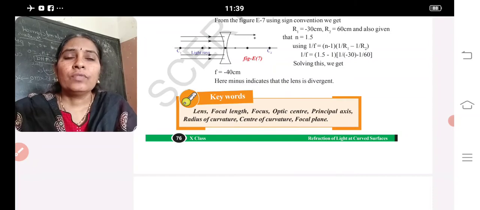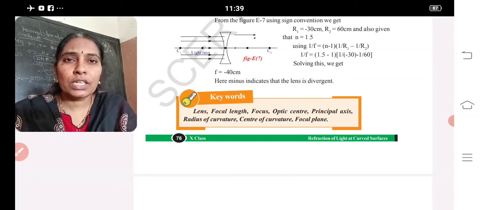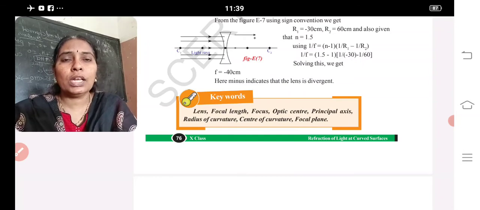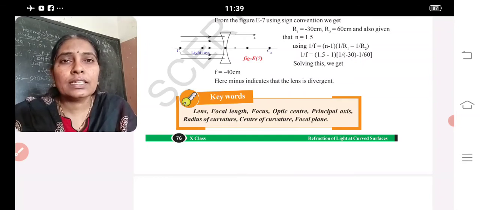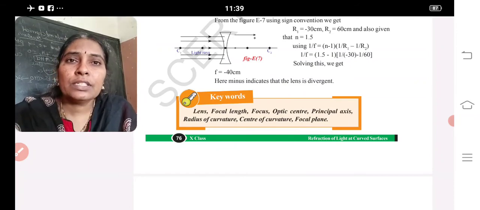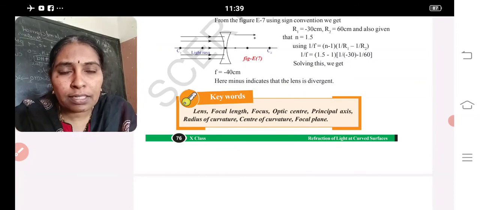Principal axis: the line which joins P and C is said to be the principal axis. Radius of curvature: the distance between P and C is said to be the radius of curvature. Center of curvature: the point from where we draw the normals, where all the normals converge, on the principal axis. Focal plane: any plane which is perpendicular to the principal axis is said to be a focal plane. So these are the topics we discussed here, and the lens depending upon the surrounding medium is the most important answer.